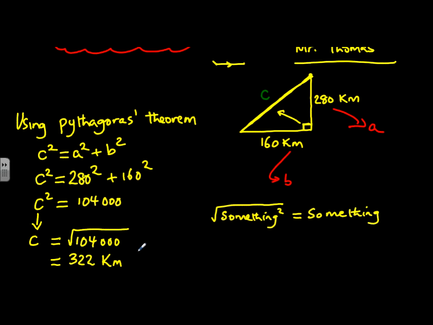Now what we need to do is perform a sense check, and our sense check is going to be, if this is the hypotenuse, does my number appear to be bigger than the other two sides? And it does, because 322 is bigger than 160, and it's also bigger than 280. So we have found the longest side, the hypotenuse.